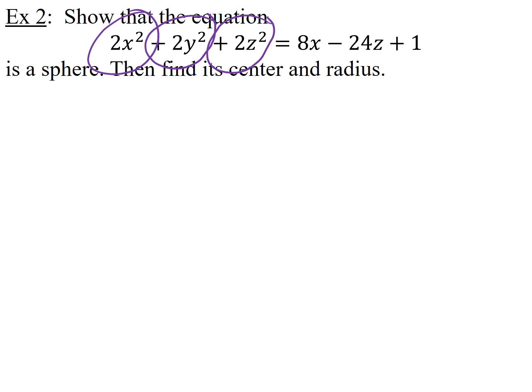So let me just say for now that if you do a problem like this and you see an x squared, y squared, and z squared, things are good. But if you see numbers in front of the x squared term, y squared term, z squared term, the number in front has to be the same for all of them. There's a few ways to do the problem, but the best way I think is to divide by that number right away and get rid of it so that you only have x squared, y squared, and z squared. So the very first thing I would do is divide everything by 2.